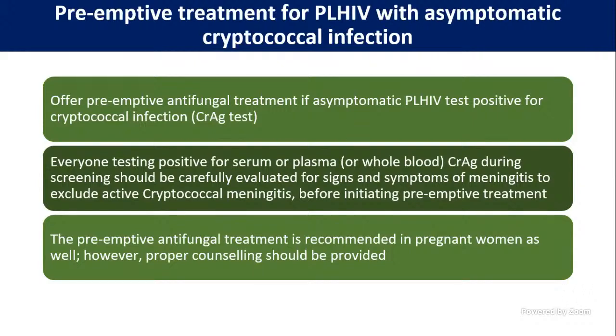what you should first do is evaluate them very carefully to see if they are having any feature suspicious of cryptococcal meningitis. If they are even having some feature suggestive of cryptococcal meningitis, you should perform a lumbar puncture. Otherwise, such asymptomatic patients should be given preemptive treatment, which can also be given to pregnant women. However, proper counseling is required because fluconazole is not a class A recommended drug. So counseling should be provided to all the expectant mothers who are CRAG positive.